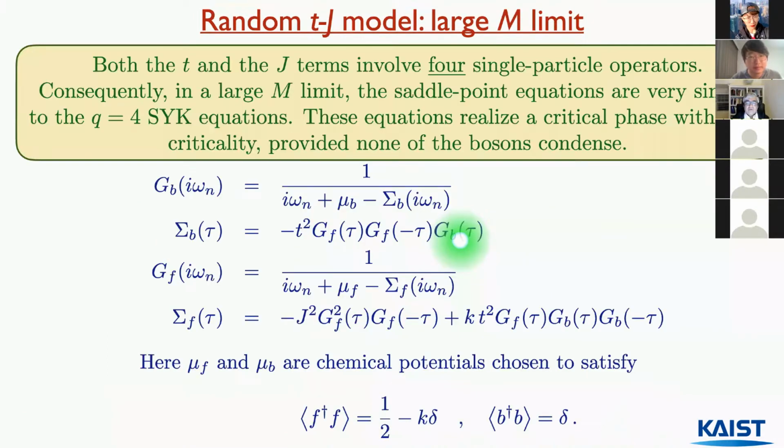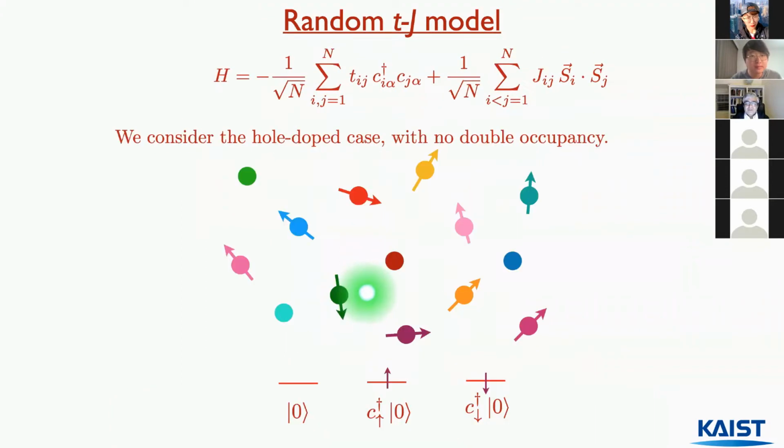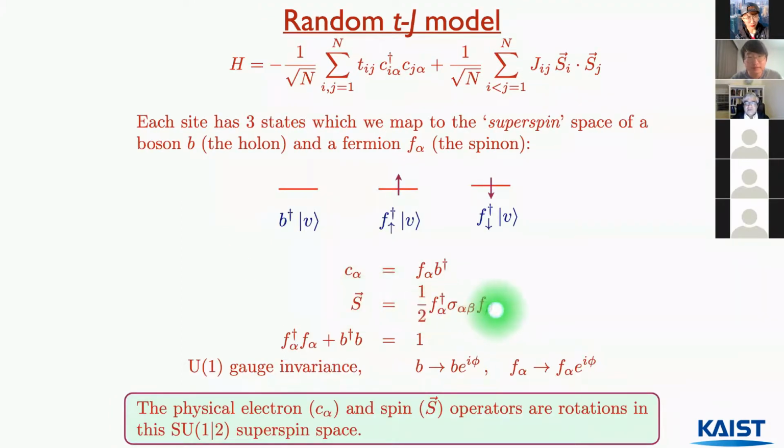So the spinon, there's this representation of the spin as F dagger F. The F obeys the SYK equation, so it has a 1 over square root of tau decay. So the spin correlation function, which is the square of the spinon correlation function, has the square of 1 over square root of tau, which gives you 1 over tau.